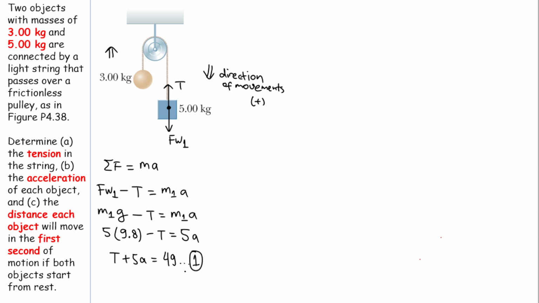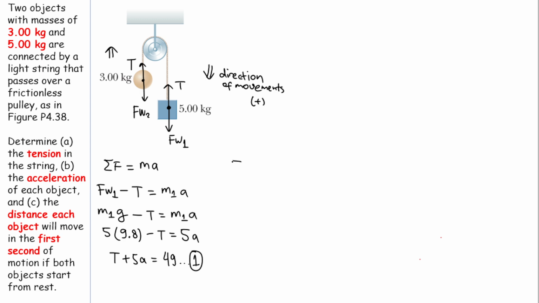Now let's draw the forces that work on this other object, the 3 kg object. Obviously it has its weight, so we'll have FW2. Here this one will be pulled up by the string, and remember that we have the same string as before, so the tension should be the same. So here it will be pulled up by this T. However, what is the difference? The difference is this one is moving up.